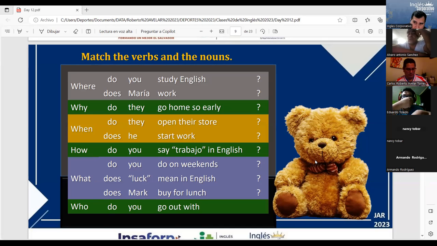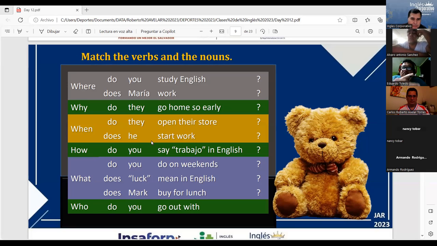Why do they go home so early? When do they open the store? When does he start work? How do you say trabajo in English? What do you do on weekends? What does look mean in English? What does Mark buy for lunch? Who do you go out with?